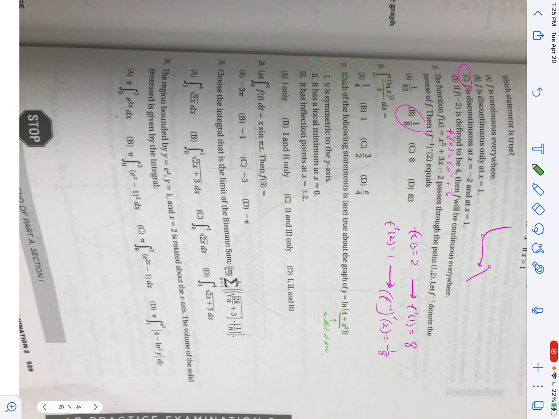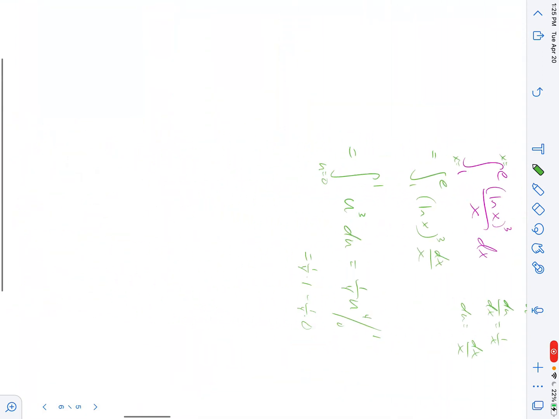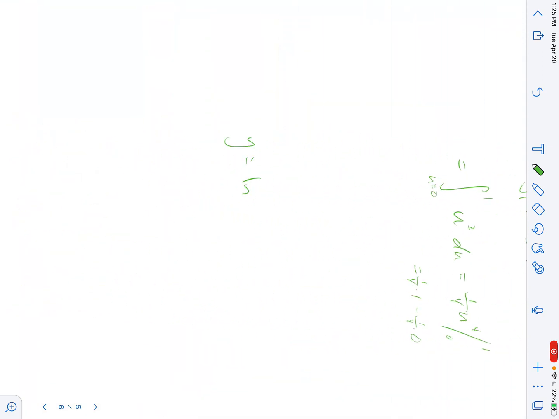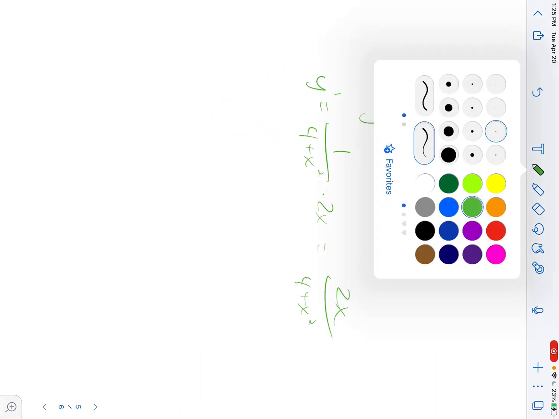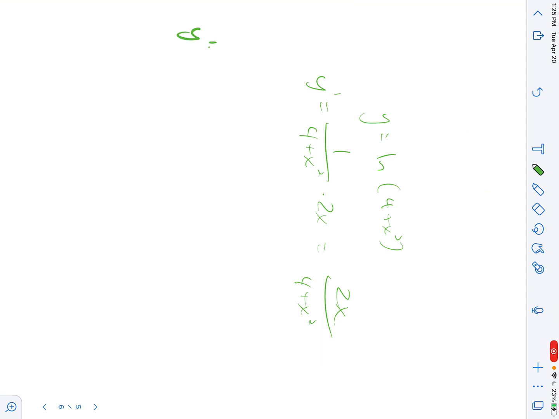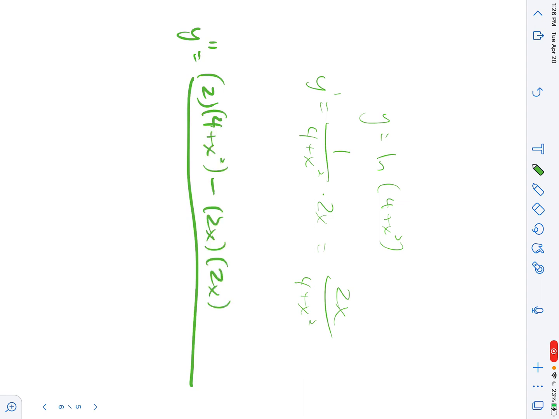Now in terms of the inflection points, we just have to roll up our sleeves and take some derivatives. An inflection point is where the second derivative switches sign. So we have y equals the natural log of 4 plus x squared. First derivative by chain rule is 1 over 4 plus x squared times 2x. Then I'll need to take another derivative by quotient rule. So y double prime: derivative of the top times the bottom minus the top times the derivative of the bottom, all over the bottom squared.